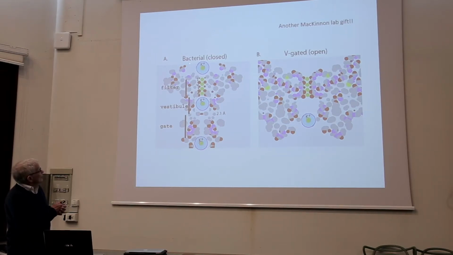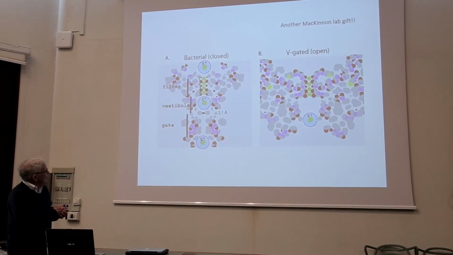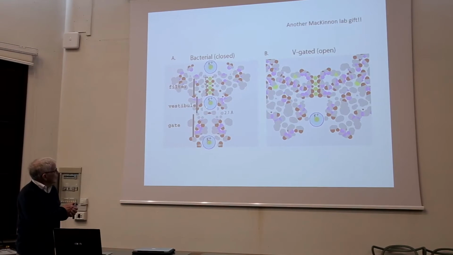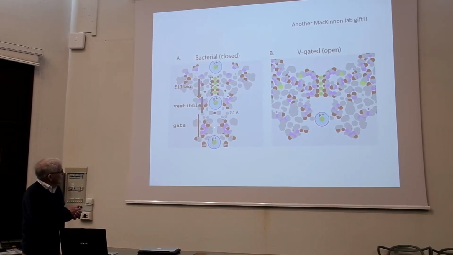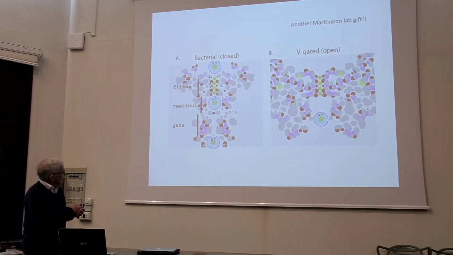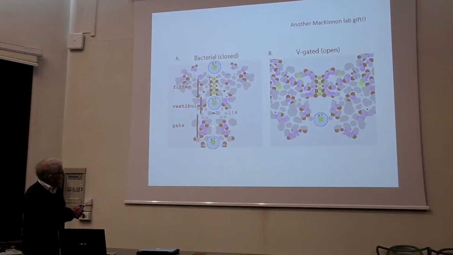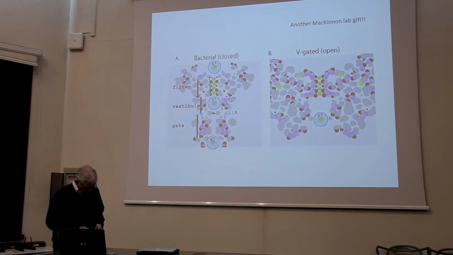Rod and company also provided a picture of a closed potassium channel called the KcsA channel, and the KcsA channel looked like this. It had a selectivity filter that looked much the same, a vestibule where potassiums could enter and lose a coat of water, but then it had a gate down here. This part is too narrow to allow the molecule to go through.